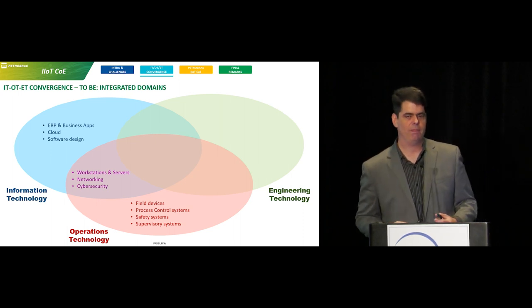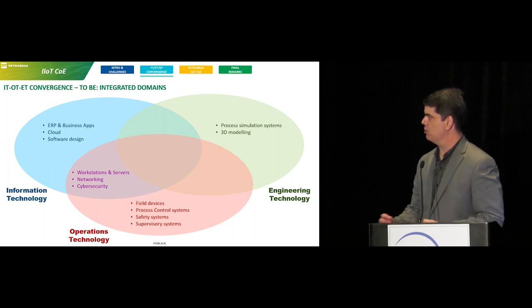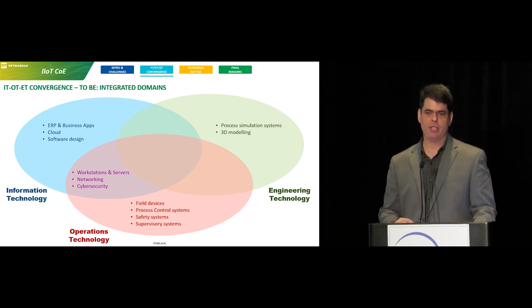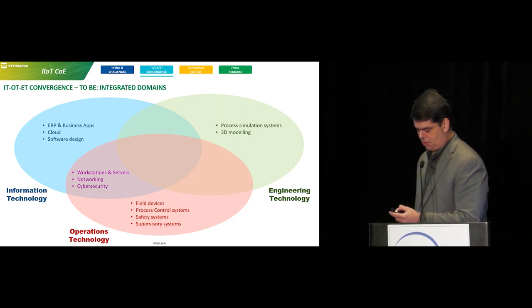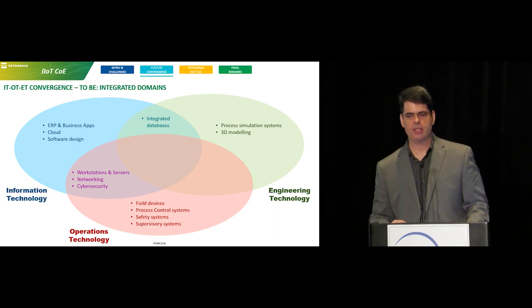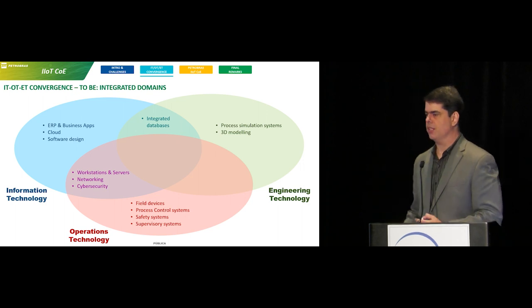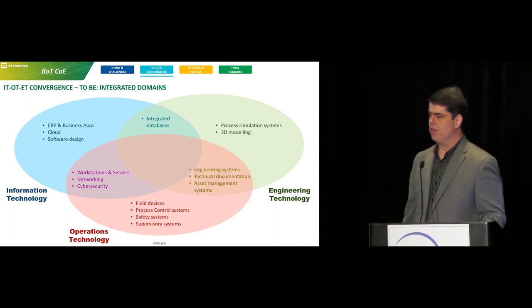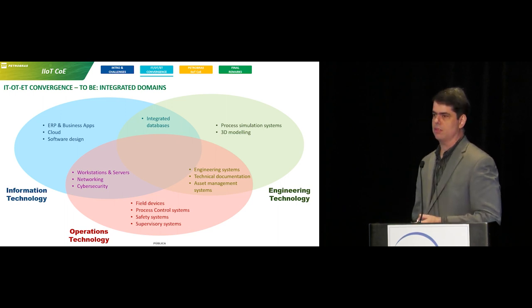That's the first problem we have: the intersection of these two first sets. In ET, we have process simulation systems and 3D modeling. Nobody wants to model 3D in OT. It's the stuff of engineering. But between engineering technology and information technology, we have, for example, integrated databases. Not just the IT databases or ET databases, an integrated database. And between ET and OT, we have engineering systems, technical documentation, asset management systems.